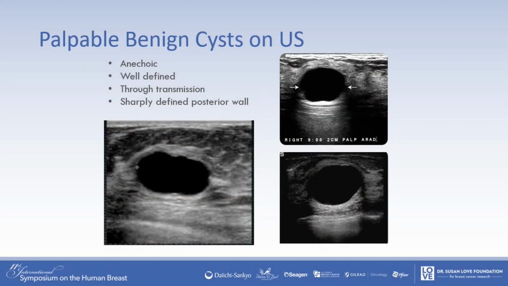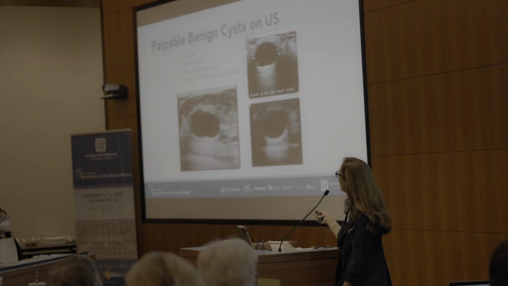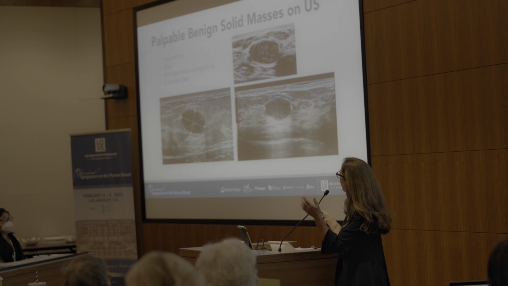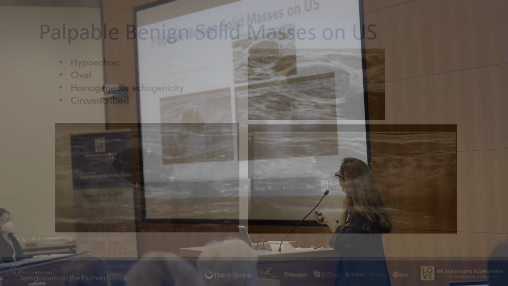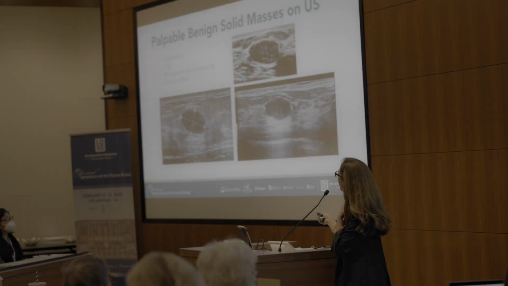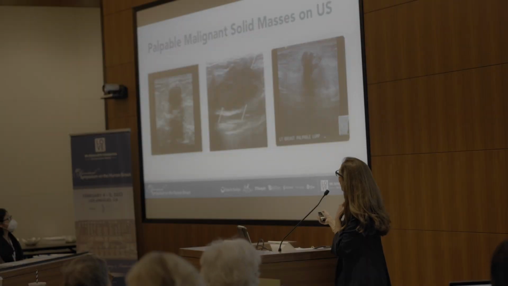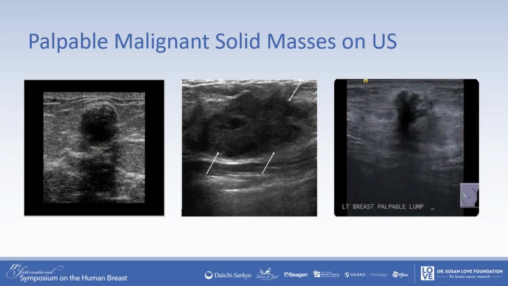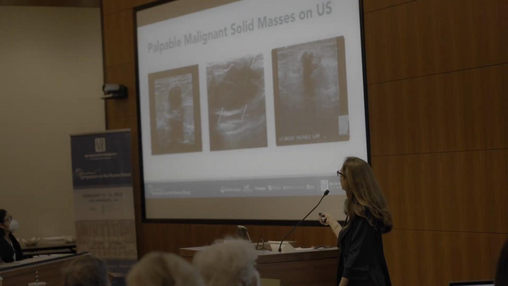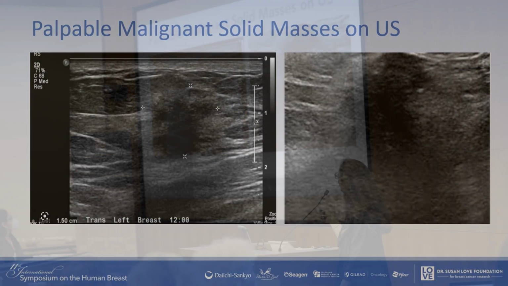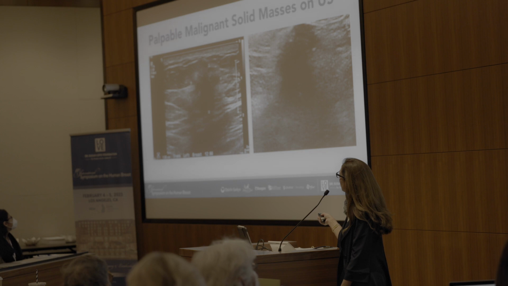Here's a simple cyst, benign, easily seen on ultrasound, and very distinct. A solid mass on ultrasound, oval in shape, hypoechoic, very regular, easy to identify. And here are some pictures of cancers, which are very ugly, irregular, hypoechoic, dark on ultrasound, very irregular in shape and with poor margins. Again, another cancer, very ugly on ultrasound, very distinct in appearance.